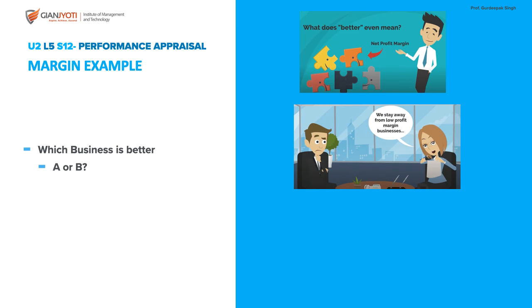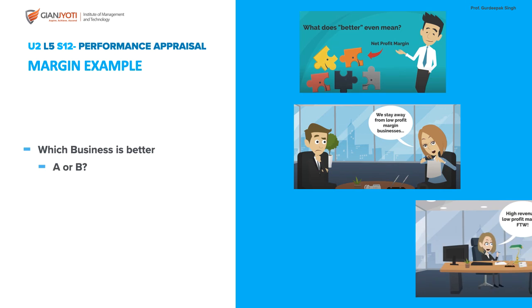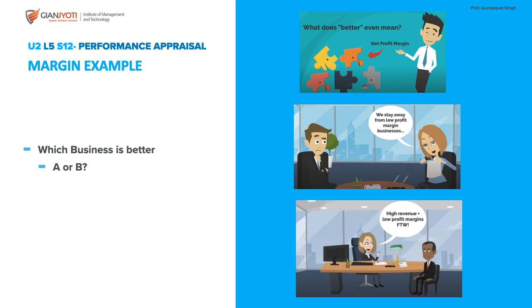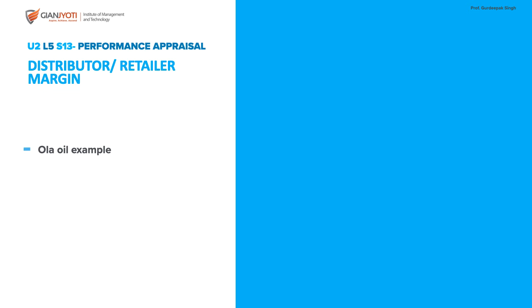Now some of the companies say we don't want to be in a low profit margin business, whereas some companies say that's okay with us if we have low profit margin, as long as the revenue is high, we are okay with that. Why do they do that? Because they want to retain the market share. High revenue means they have a bigger market share, and the competitors cannot take it away from them.